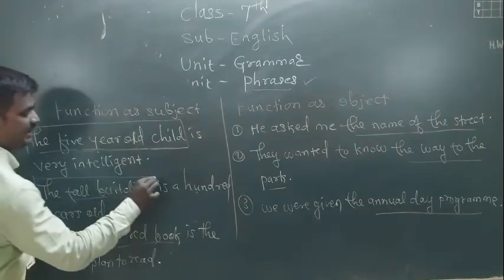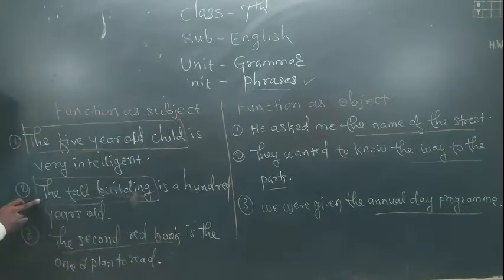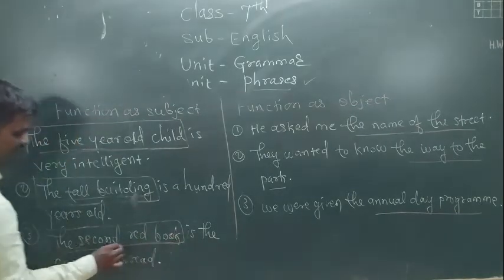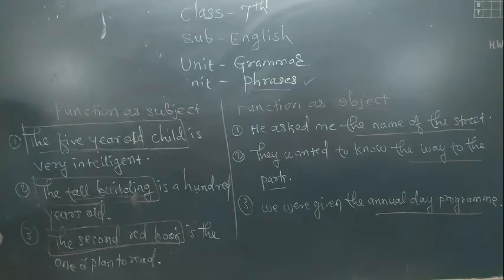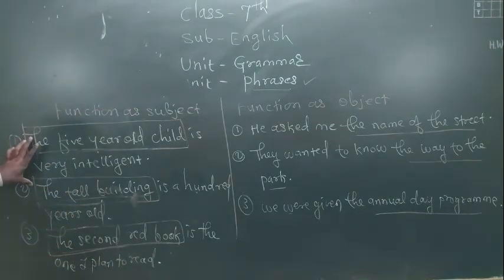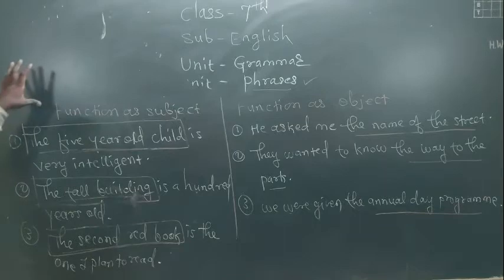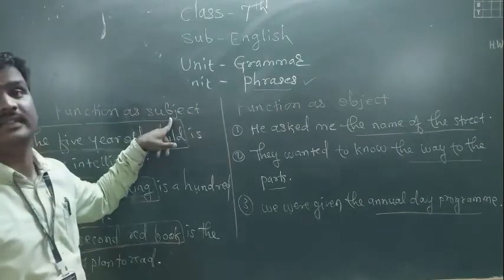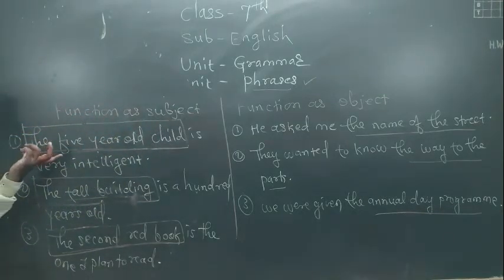The tall building, it represents the noun. Then the second group is also called a noun phrase. See here, the highlighted group of words is a noun phrase. Why is it a noun phrase? Because it functions as a subject. The subject is functioning as a noun, and that's why it is called a noun phrase.